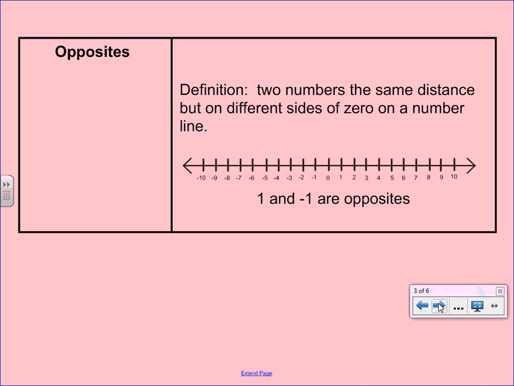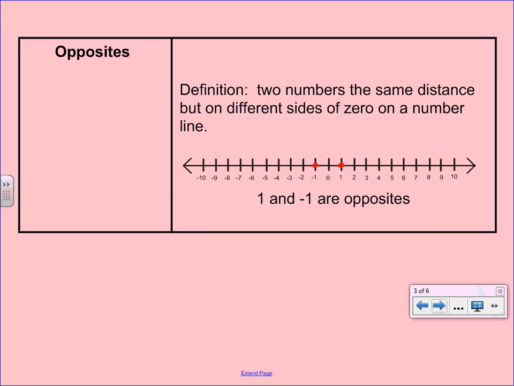The next topic is opposites. This one I think you can kind of use your common sense on. The definition is listed there: two numbers that are the same distance but on different sides of 0. So for example, 1 and negative 1 are considered opposites.